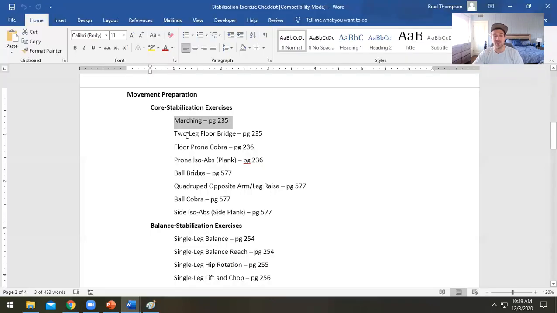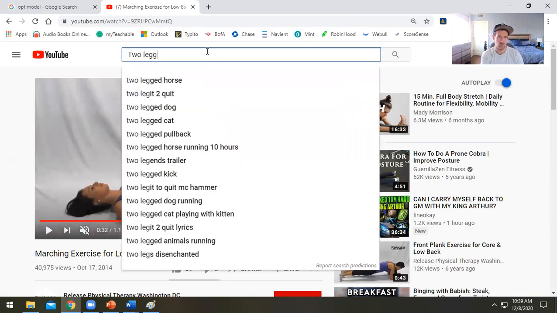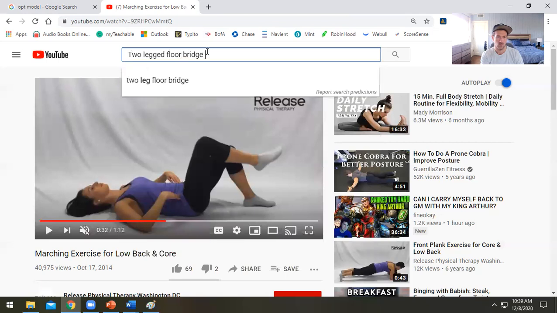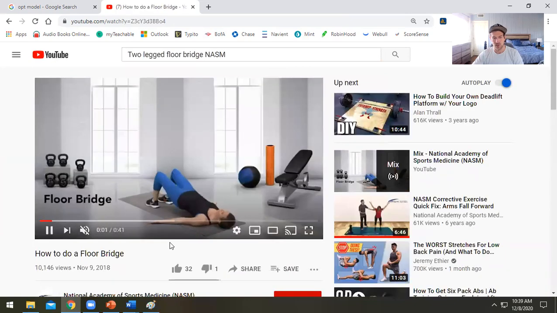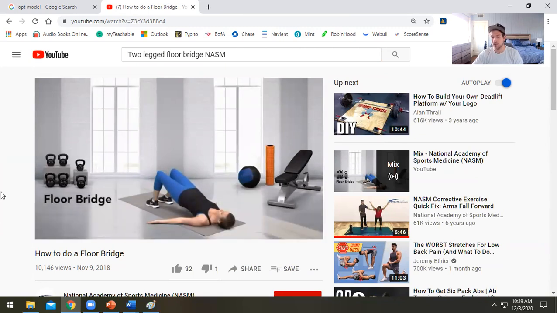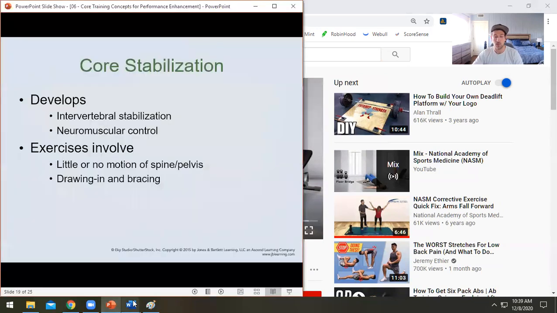Or maybe it is the two-legged floor bridge, right? She's going to go up and hold, and she's holding her spine in place. She might do a little reset, come down for just a second, but for the most part, her spine is in the same orientation. She's not performing spinal flexion, spinal extension, or spinal rotation.